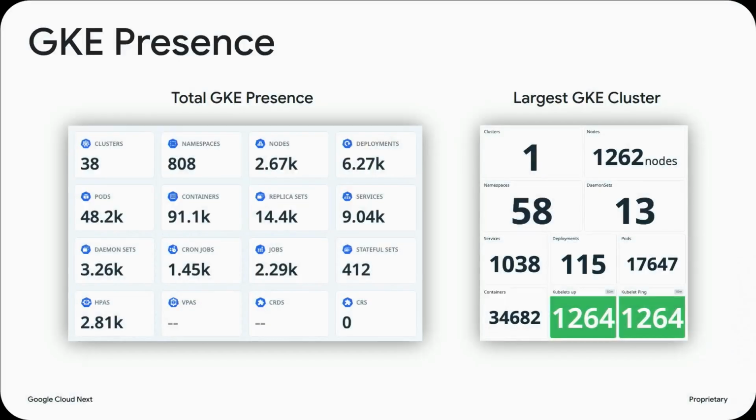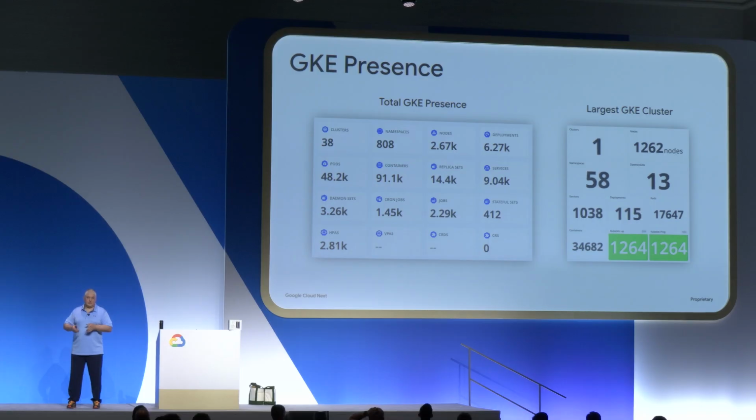Going down to the basement. So our GKE presence is bigger than our AWS one, and we're big there. Only GKE, we have, for example, 38 production clusters, the biggest of which is 1,200 plus nodes and tens of thousands of workloads. So it's big.